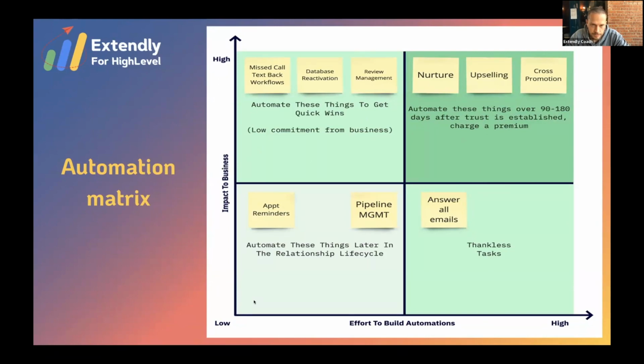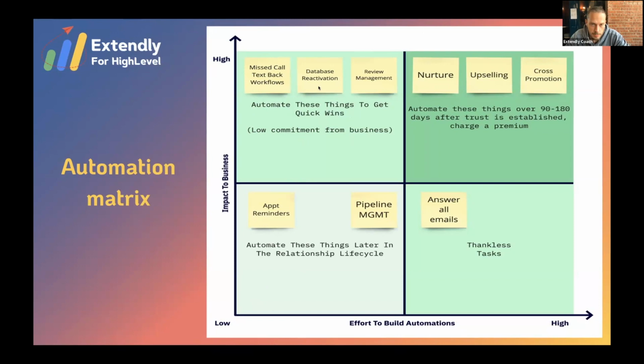And so here, up in this quadrant, automate these things to get quick wins, because this is low effort, high impact to the business. So some quick examples that I just put in here is missed call text back. Typically that's really easy to do. Doesn't take too much time. There's not a ton of variables there most of the time.